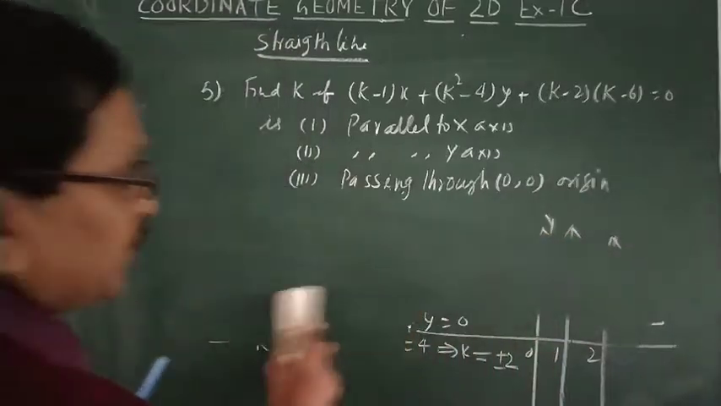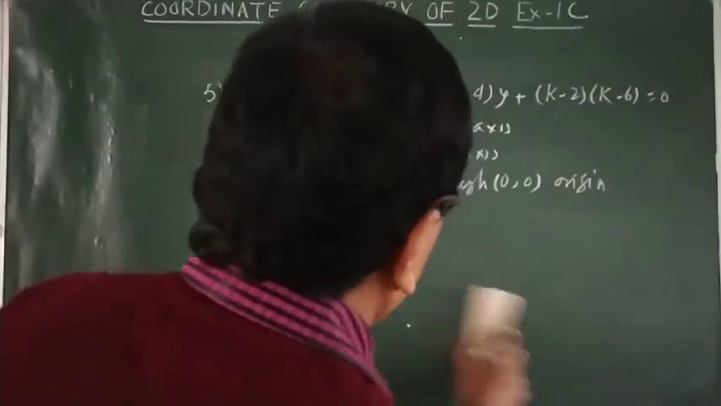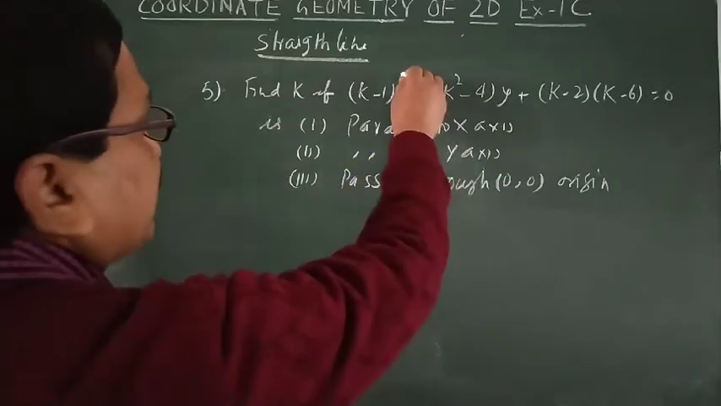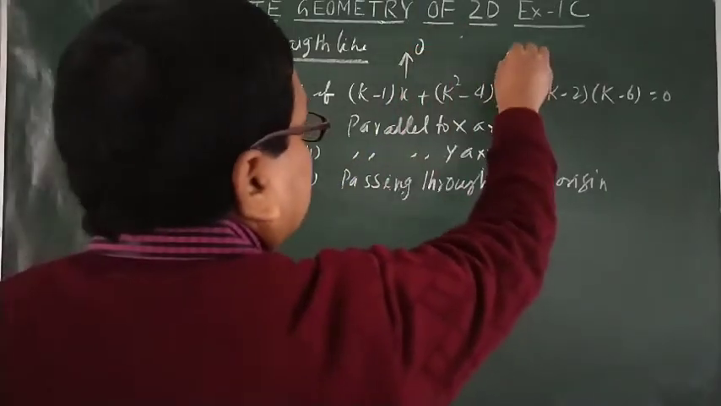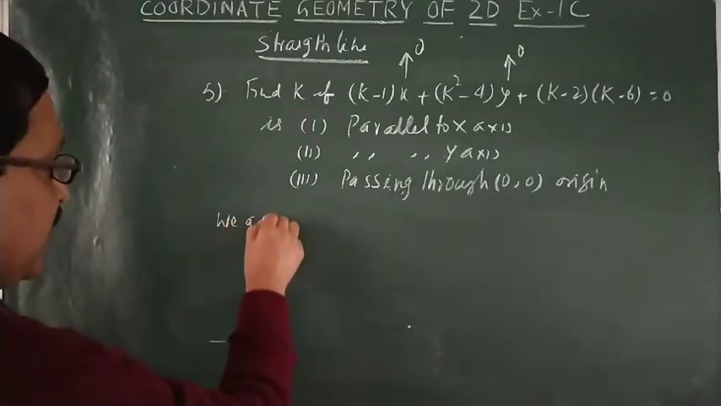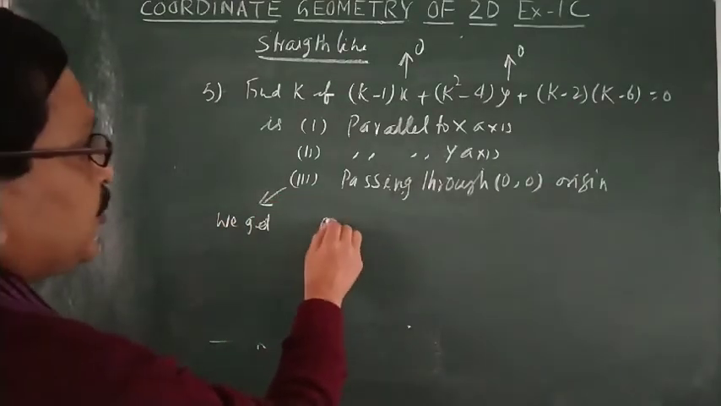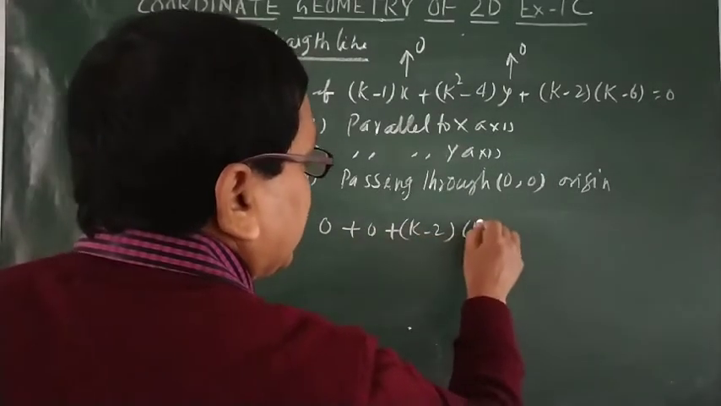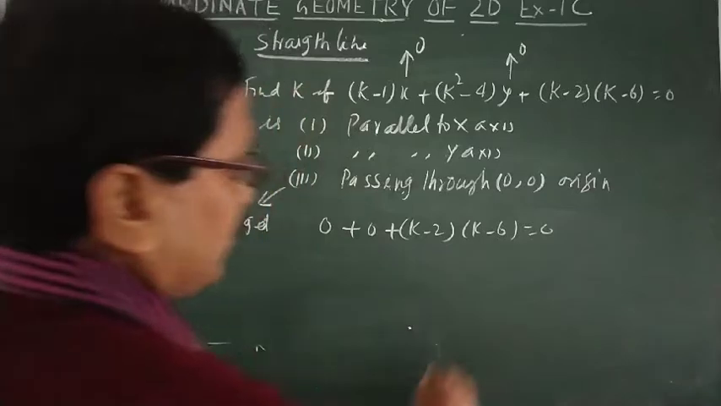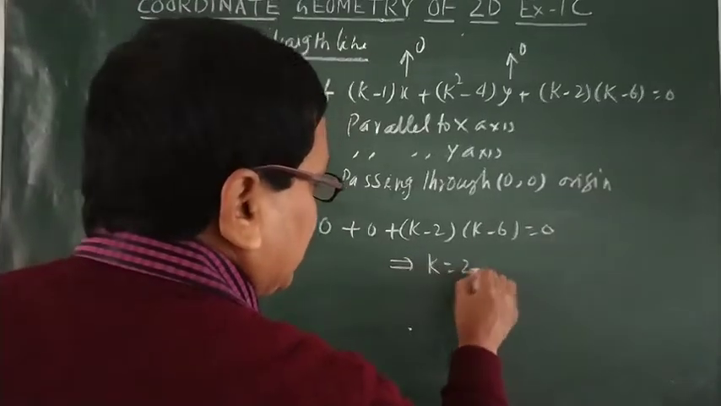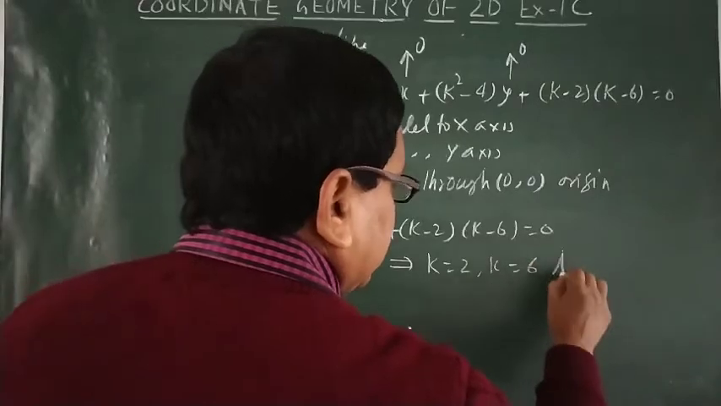Now passing through origin. Passing through origin means the values of x and y are 0. So putting x equal to 0 and y equal to 0, we get for the third problem 0 plus (k minus 2) into (k minus 6) is equal to 0. So this is already factorized. So this gives k is equal to 2, k is equal to 6. Answer.